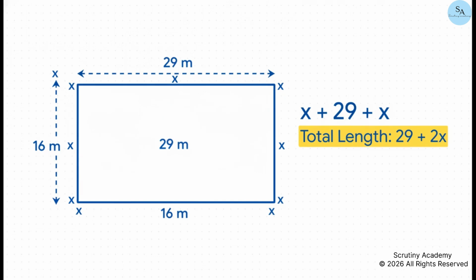Well, think about it. The total length is the court's length, which is 29 meters, plus that X amount of space on the left and X on the right. So that's 29 plus 2X. And it's the same for the breadth. It's the court's 16 meters, plus X at the top and X at the bottom. So 16 plus 2X. Makes sense, right?